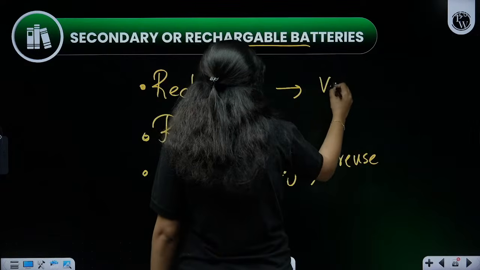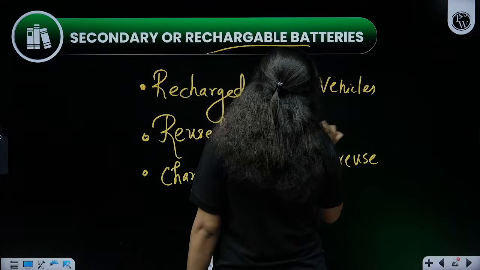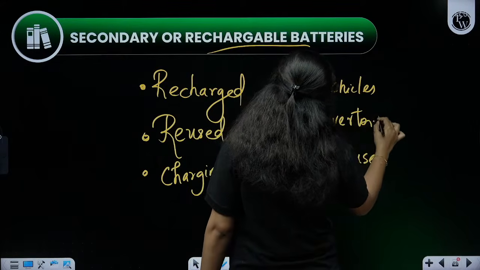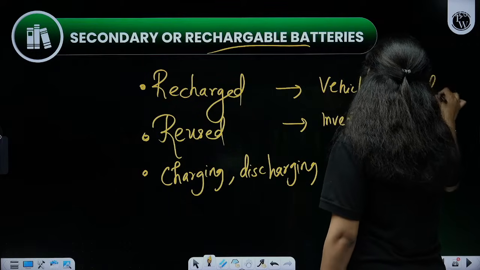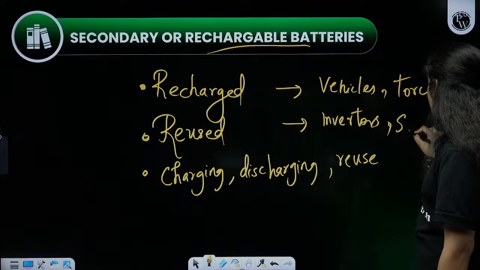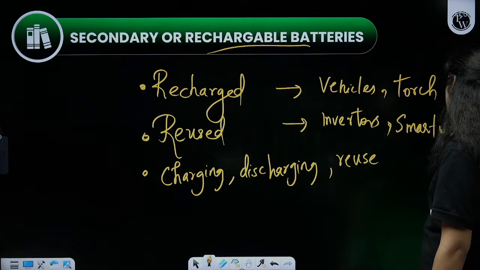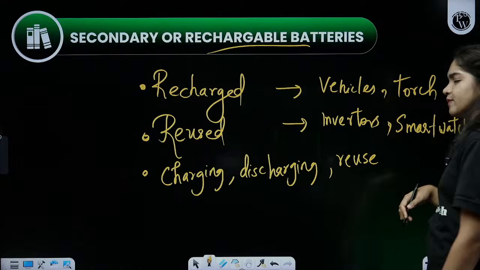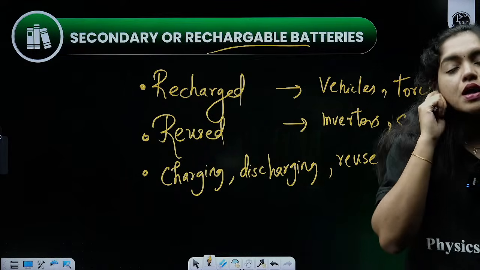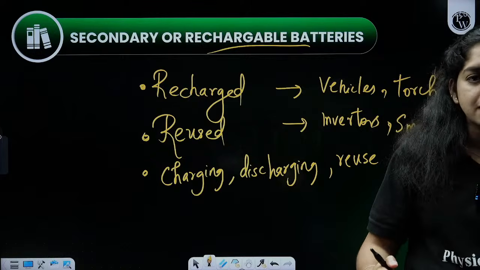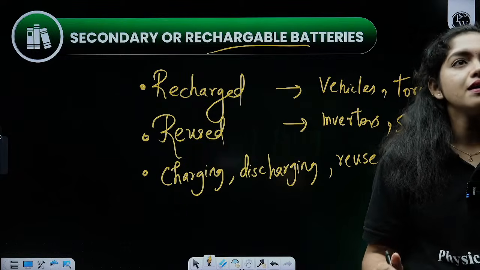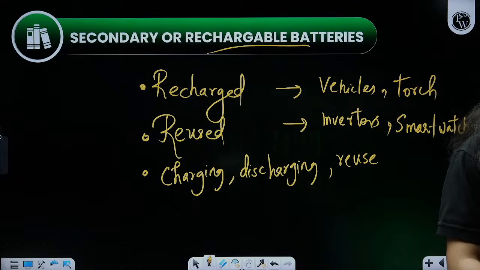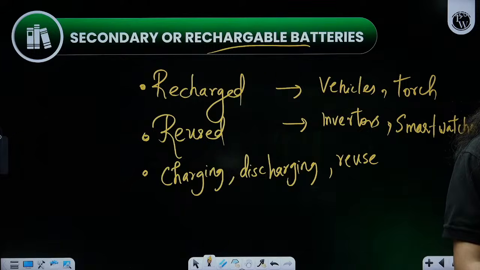Examples are the battery that we use in our vehicles, vehicle batteries. Where are we using it? In vehicles, inverters, generators, then rechargeable torch, smartwatches. Then we are using the rechargeable things in many places. Mainly mobile phones. In mobile phones, we are using lithium batteries. Okay, clear? So, the main examples are what? The main examples.